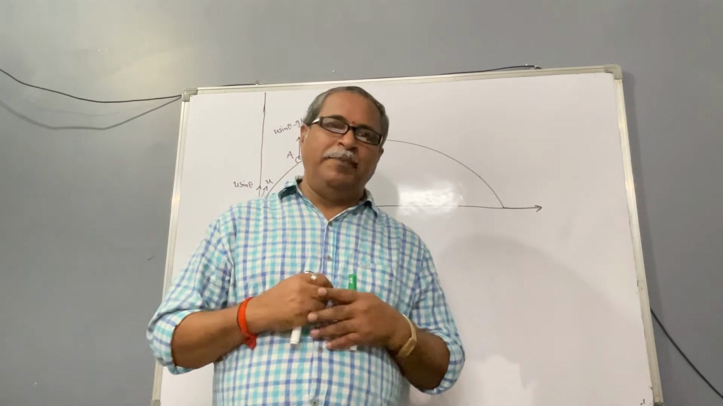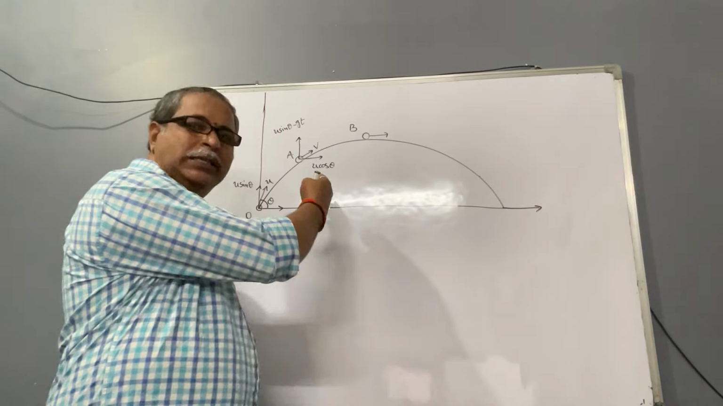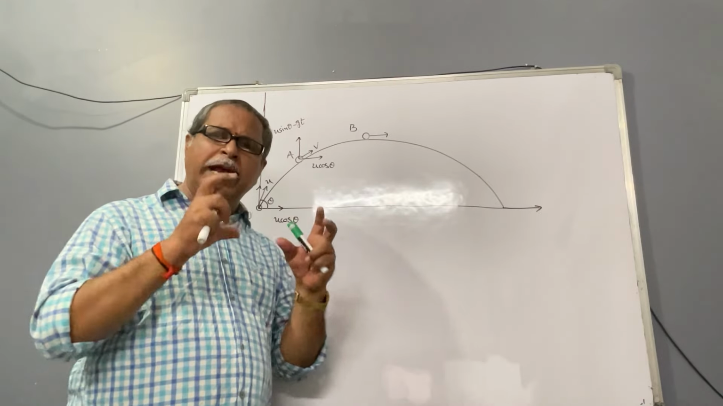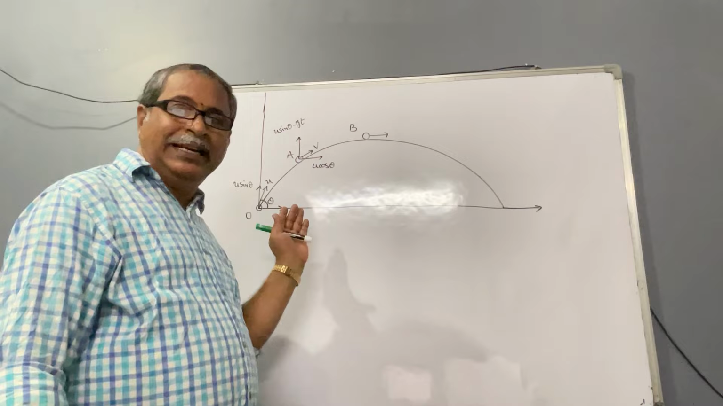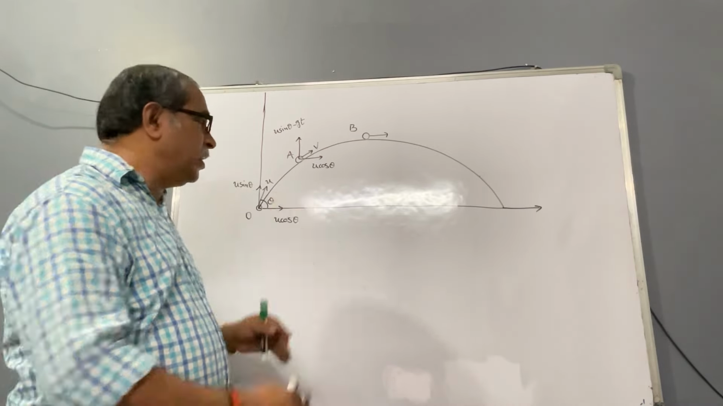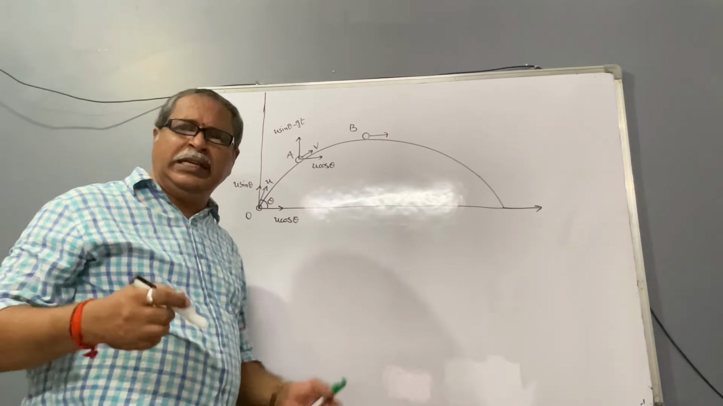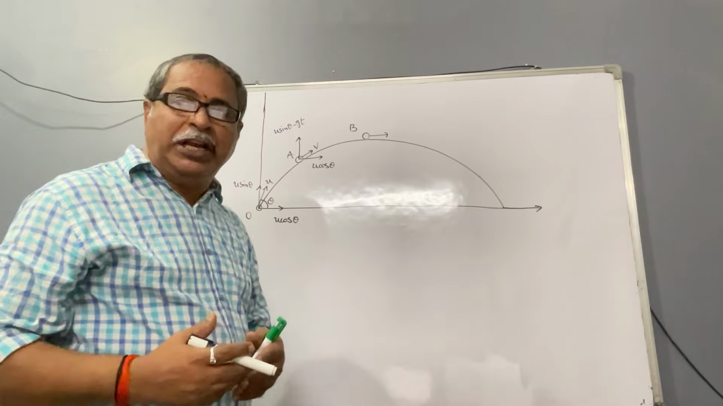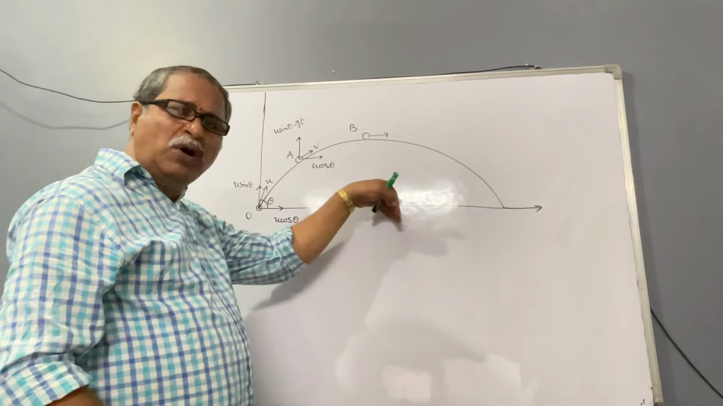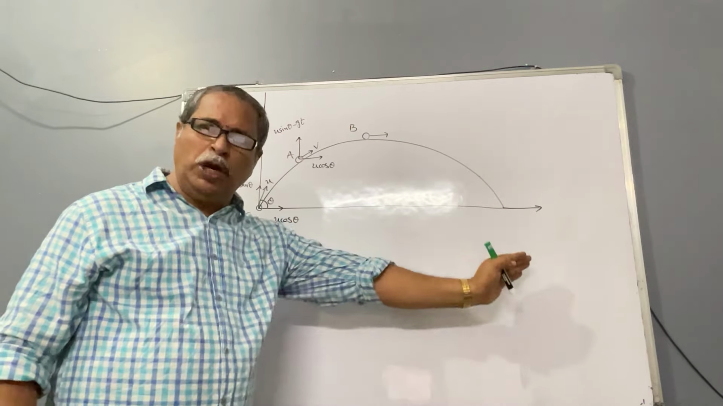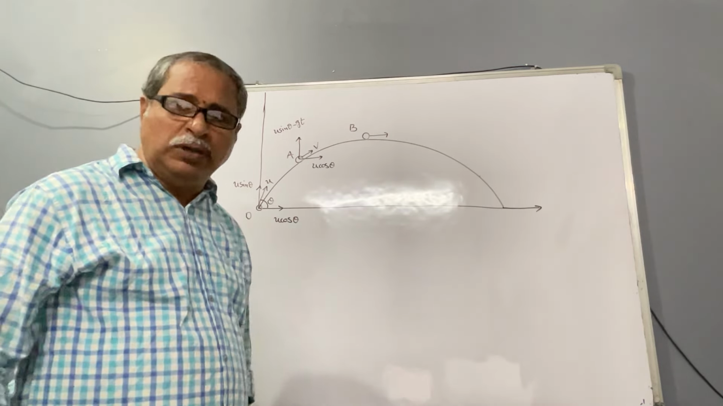Listen carefully. Now this is called a projectile. A body is thrown into air by making some angle theta with horizontal with some velocity. Then it follows a parabolic path because it experiences gravitational force at each and every point. So its path will be deviated towards the ground, and finally it follows a parabolic path and reaches the ground.